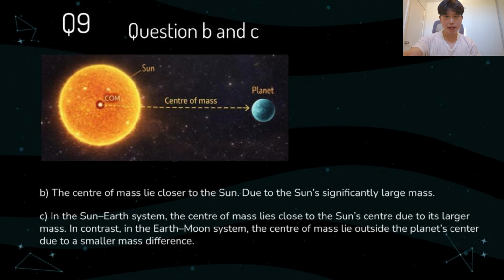In contrast, the Earth and Moon are more comparable in mass. As the Earth is about 81 times more massive than the Moon, this mass difference is much smaller than the Sun-planet scenario. Consequently, the center of mass lies outside of the Earth's center, causing both the Moon and the Earth to orbit their common center of mass.